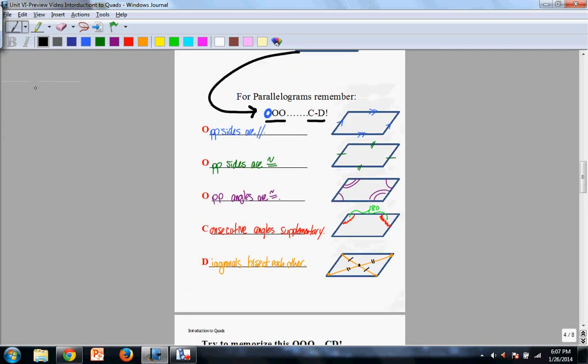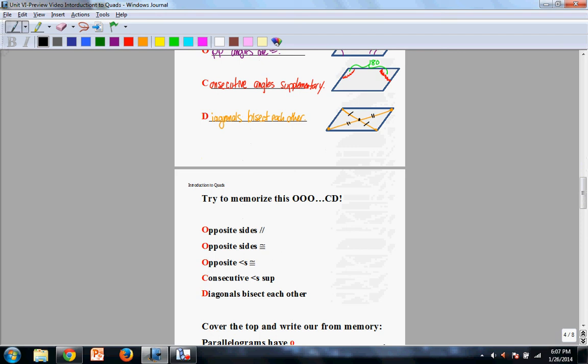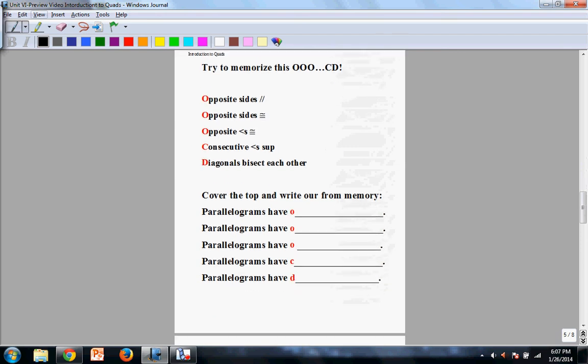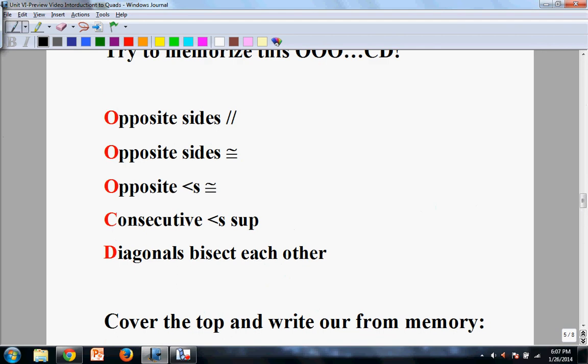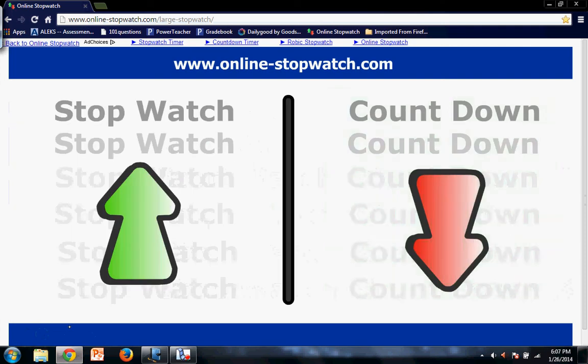So these are the 5 qualities of a parallelogram. Opposite sides parallel, opposite sides congruent, opposite angles congruent, consecutive angles supplementary, diagonals bisect each other. Your job, to the best of your ability, is right now, take 30 seconds and attempt to memorize these 5 qualities. 30 seconds.